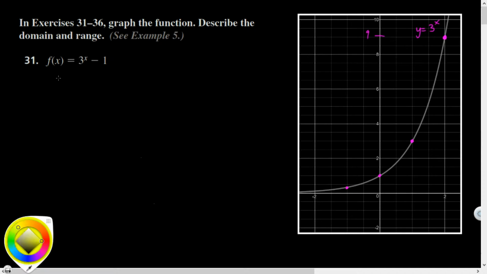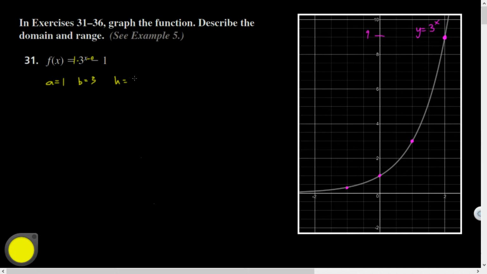Let's label what we've got. A is equal to 1. There's an invisible 1 being multiplied by this. The base of the exponent was 3, so that's why it was an uphill sort of situation. H, there is no H, so H is 0. And K is the -1. I'm getting this idea from y equals a times b to the x minus h, and then plus k back down at the lower level.